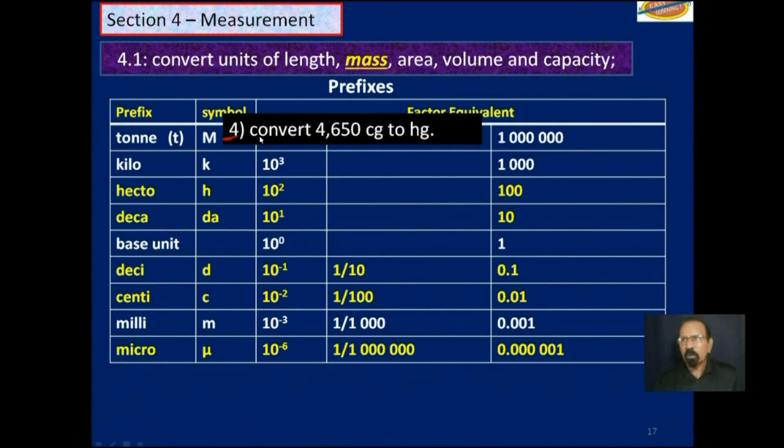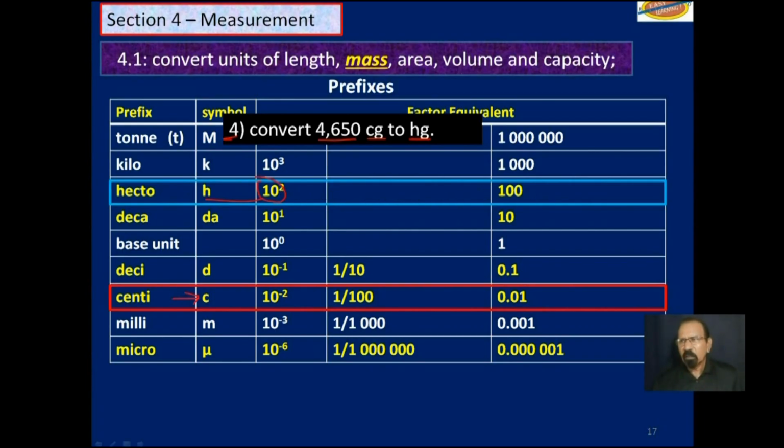Example 4, convert 4,650 centigrams to hectograms. Now, I don't think CXC will ever ask you such a thing, as nobody seems to be using that again, but let us do it for the sake of this exercise. We are going from centigram to hectogram, which is here.